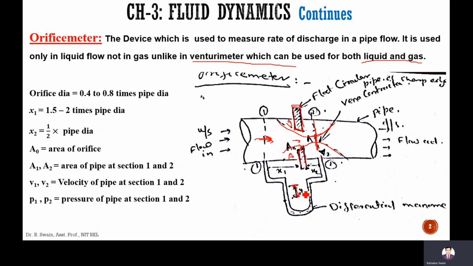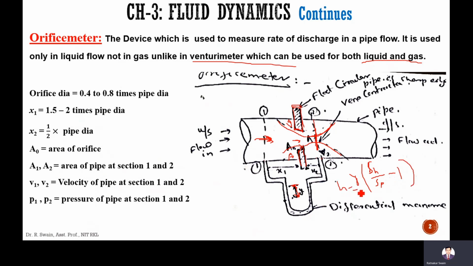And like we discussed in the Venturi-meter, if we know the level difference, then we can measure the pressure difference, which is equal to what we discussed in the last class. That is Y into the specific gravity of the heavier liquid divided by the specific gravity of the pipe liquid, minus 1, if the manometric liquid is heavier.